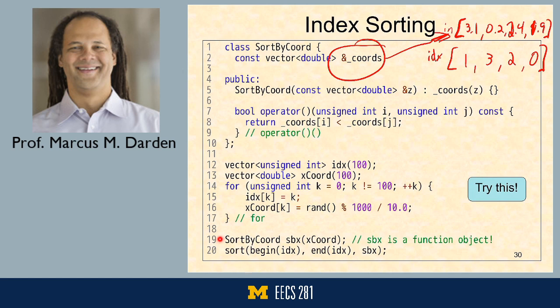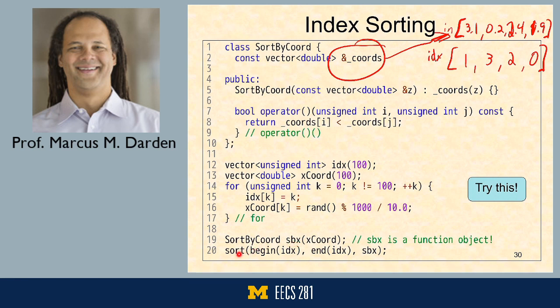Sort by coord here, this is a variable declaration. I'm declaring an object of type sort by coord. Its name is SBX because I'm going to be sorting by the X coordinate. And then I have to pass in a reference to a vector of doubles. That's what the constructor here in line 5 is requesting. So SBX at X coord gives me this functional object. So now I can use SBX anywhere a functor would be applicable.